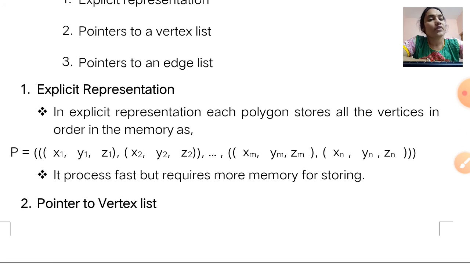It processes fast, but requires more memory for storing. In this way, it uses more memory space. Okay, that is the explicit representation form.